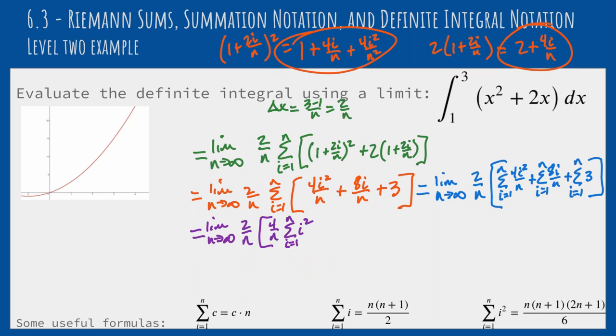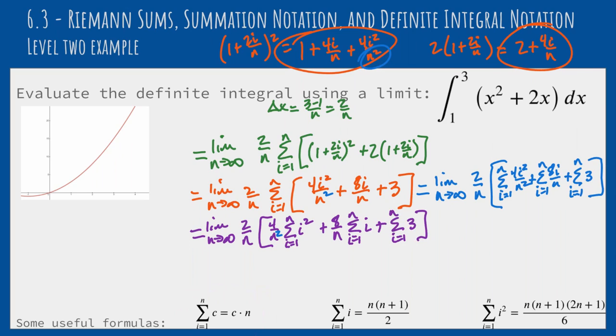The next one, we're going to factor out that 8 over n. So we're going to have 8 over n. Uh-oh, I made a mistake. This should be an n squared here because it was an n squared up here. And that's an n squared there. Okay, so 8 over n times the sum from i equals 1 to n of i plus, and then the last one I'm going to keep the same because I can use this formula there where c is just 3. So sum from i equals 1 to n of 3.